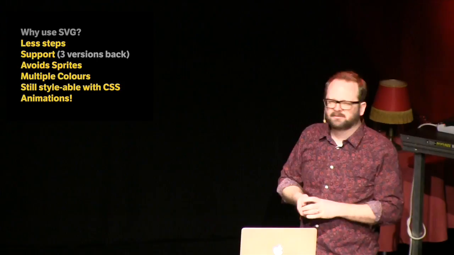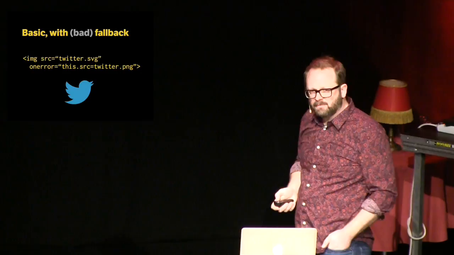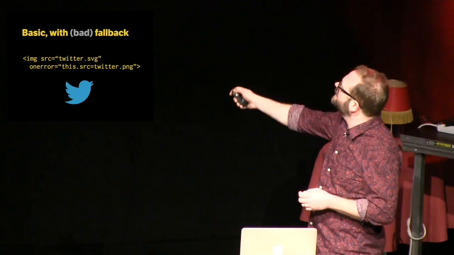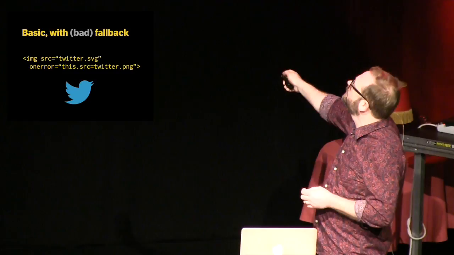So this is a very basic way of putting an SVG into your site. If you've got just one file, the likelihood is that you might do it like this. You simply put it in as an image tag. But the problem is with needing fallback. What if the browser doesn't support it? Well, this is one way that's been going around on the internet for a while. The idea is basically to use a bit of JavaScript inline here to say, if this doesn't load, then load the PNG instead.